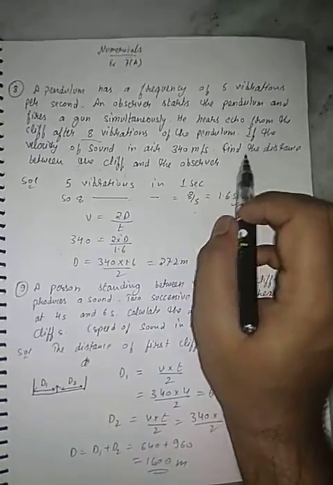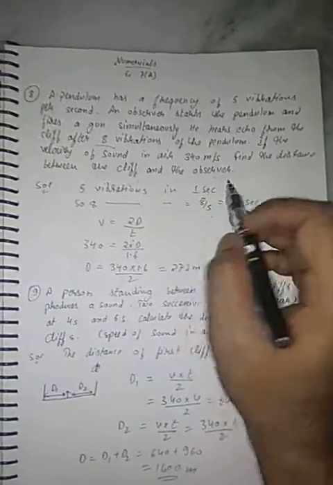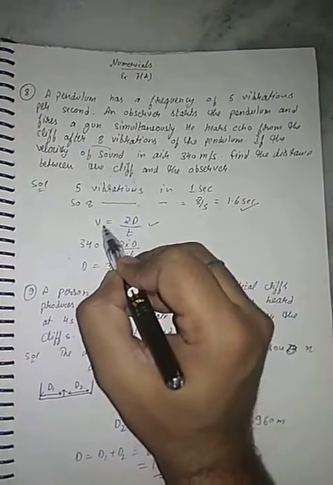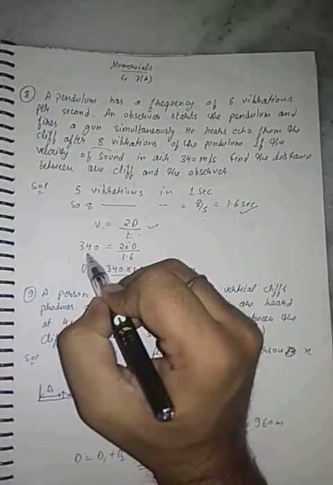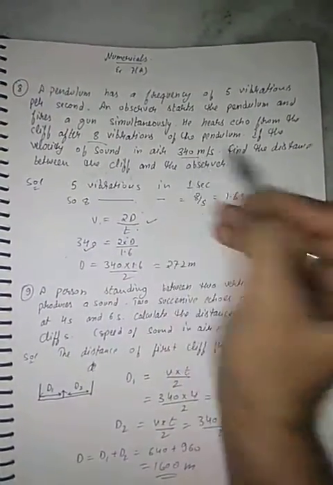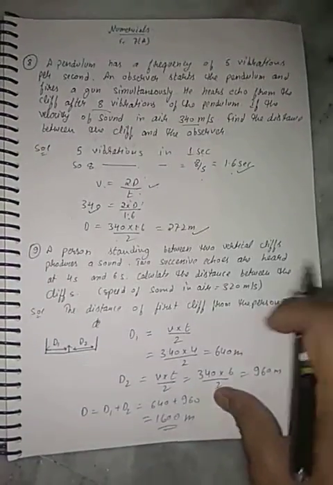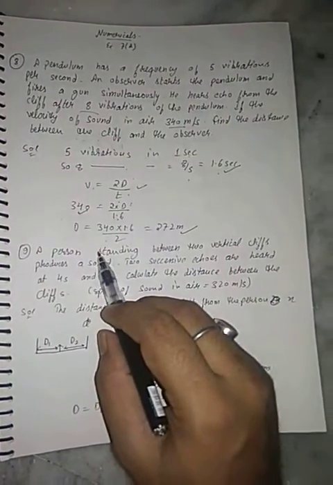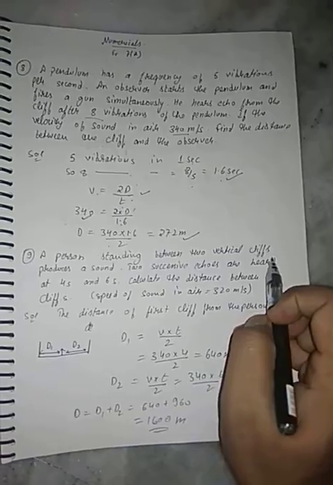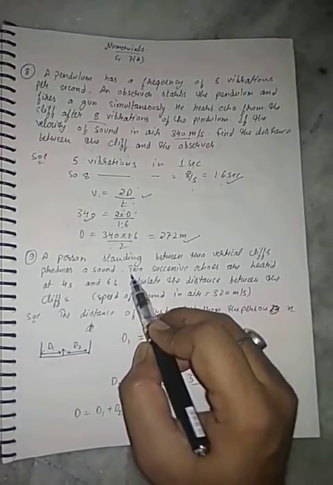Now they want the distance between the cliff and the observer. This formula we have studied: velocity equals 2d upon t. I have substituted the velocity, it is given 340 meter per second, 340 meter, 2 into d upon time, which is 1.6 seconds. d we have calculated as 272 meters. Clear?